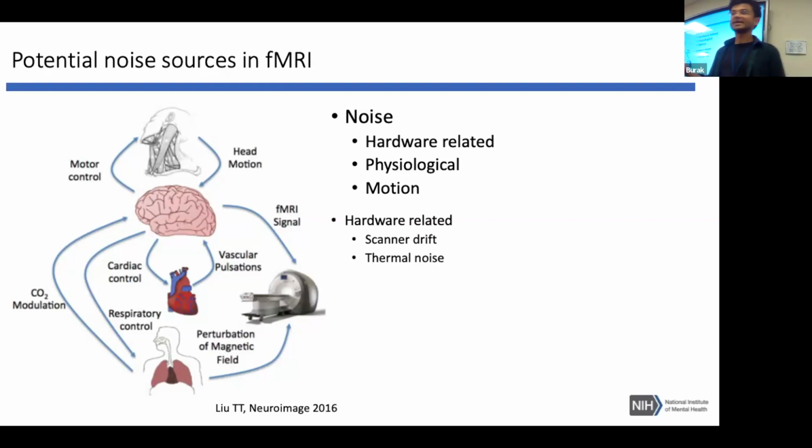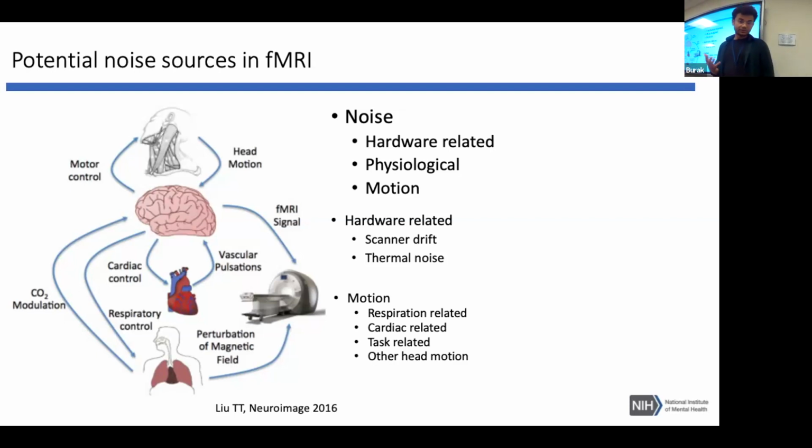So hardware related, as I say, thermal noise. Unless you're working at absolute zero, freezing cold, if you measure the same spot, there will be some perturbation because of the physics of the nature of the MRI. And the common thing is the scanner drift. Last lecture, Paul Taylor mentioned a little bit about it. It is a common thing that needs to be removed. I will also mention it in the upcoming slides.